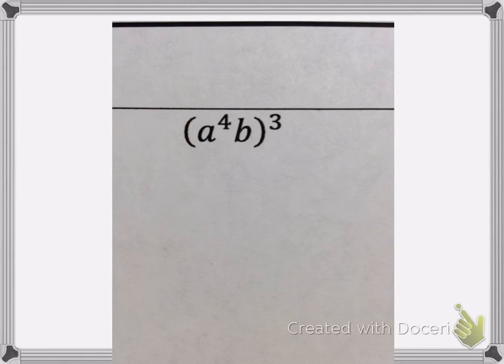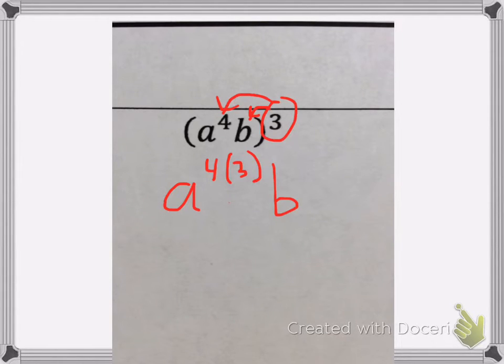Here's our next example. We're going to have to take that 3 through to both parts again, to both pieces of our expression here. So here we're going to have a to the 4 times 3, and then we'll have b to the power of 1 right there. It's not showing, but anytime there's not an exponent showing it's the power of 1, times it by 3. So we'll have a to the 12th, b to the 3rd.